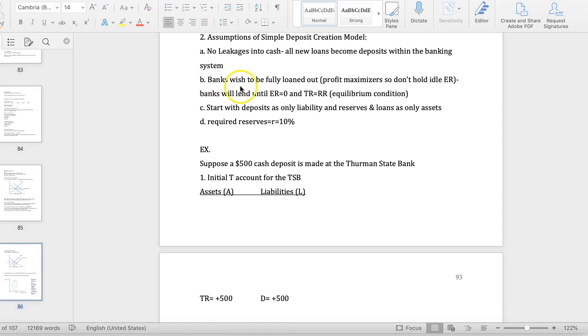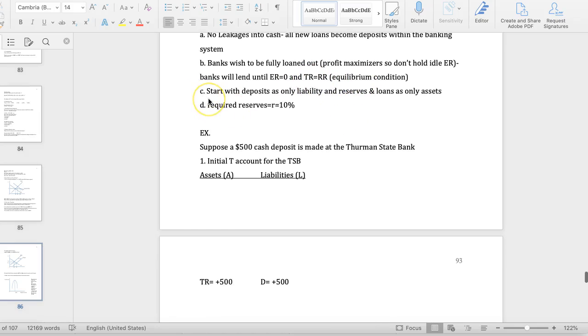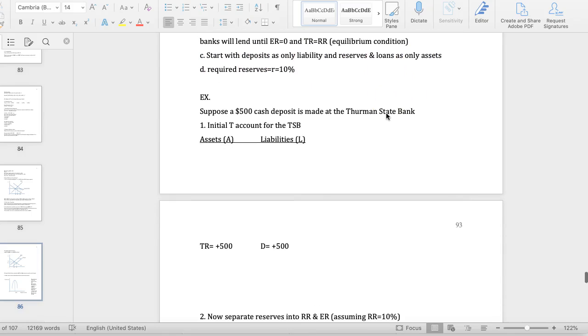The second assumption is that banks wish to be fully loaned out, as profit maximizers, so there's no reason for them to hold idle excess reserves. That assumption means that banks will lend out money until their excess reserves are zero and their total reserves are the reserves that are required. So that is the equilibrium condition. And the third assumption is that we start with deposits as the only liability and reserves and loans as the only assets. And for purposes of our example, we're going to assume that the required reserve ratio is 10%.